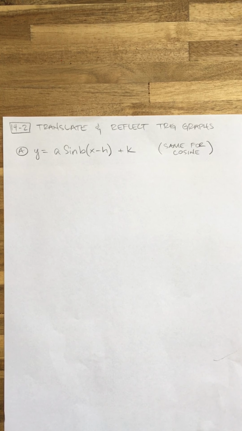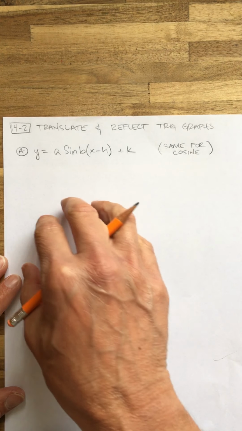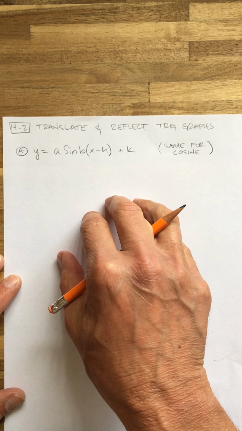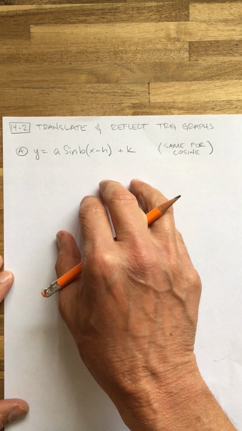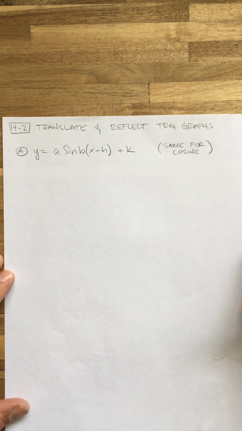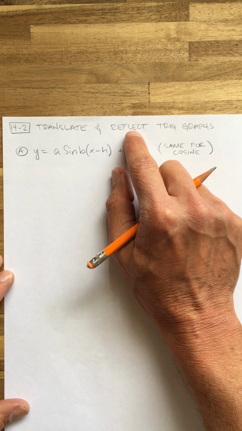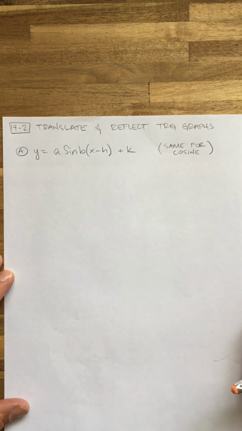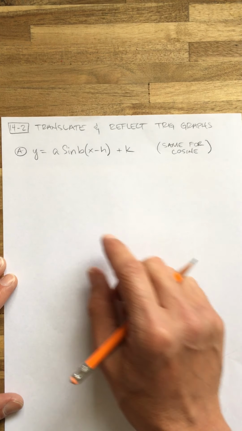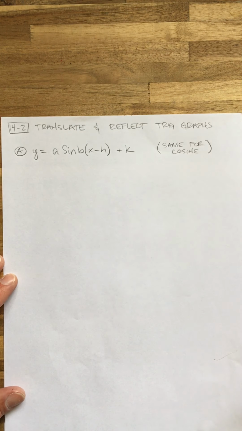Hey guys, what's happening? Today we're going to take our sine graph or our cosine graph and we're going to translate it and reflect it. So remember, translate it is like slide it to the right or slide it to the left or slide it up, slide it down, okay? And reflect means to flip it upside down, okay? So translate is slide, and reflect is flip. So slide and flip. That's basically what we're going to do. This works for the sine and for the cosine.